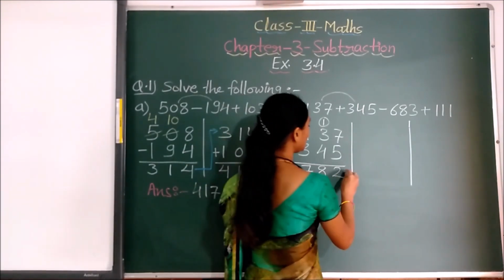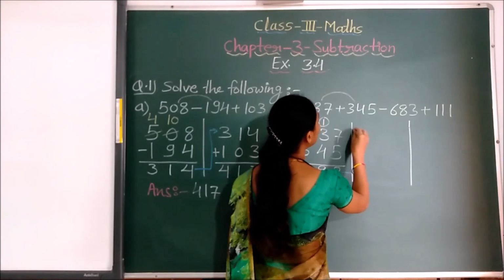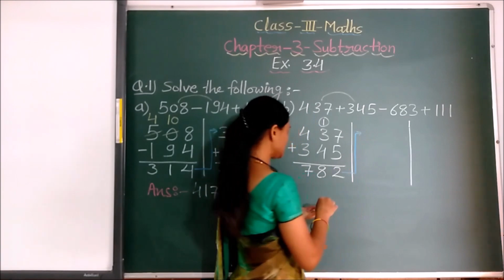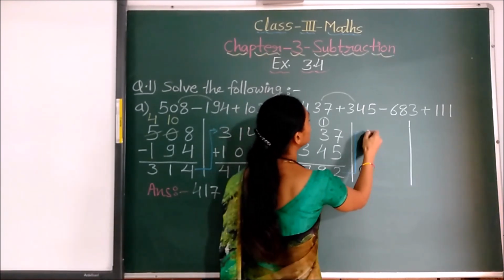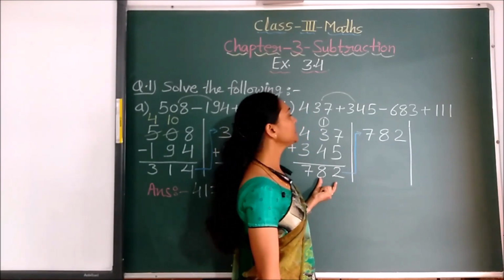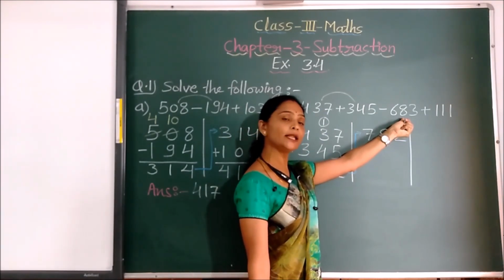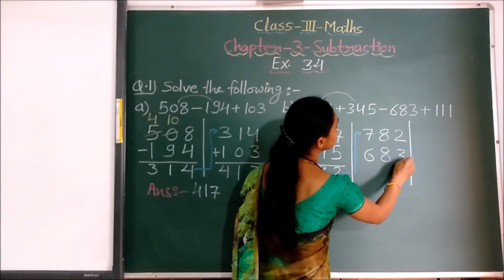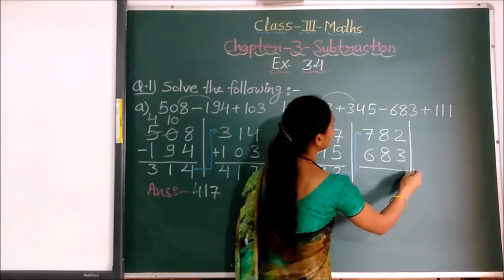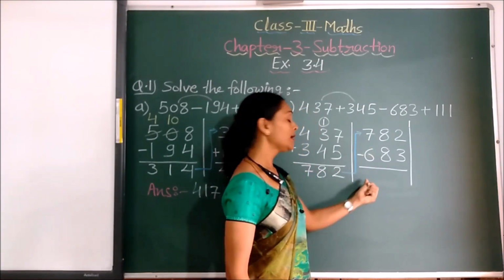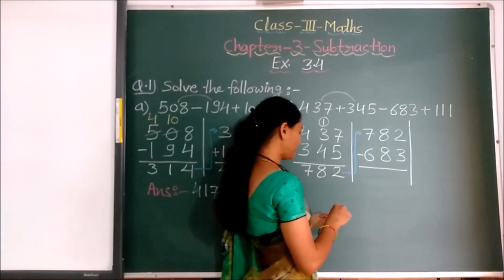So what to do? See, we will take this number up here, and we will write here this 782. And after writing this number we have to subtract this third number. So we will write here 683. And what to do? We have to subtract. So we will put here this minus sign and then we have to subtract now.